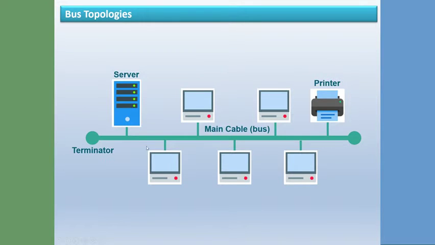So here's another drawing, a bit more of a specific drawing. We have a server, we have some computers and a printer. They're connected to the main bus cable that runs along the middle, and at either end you have your terminators.